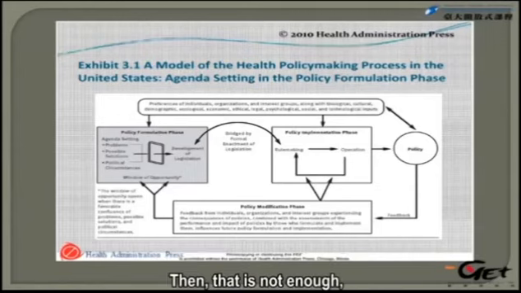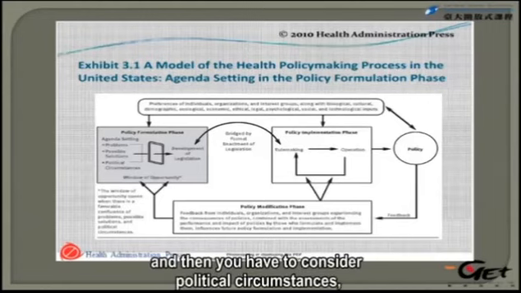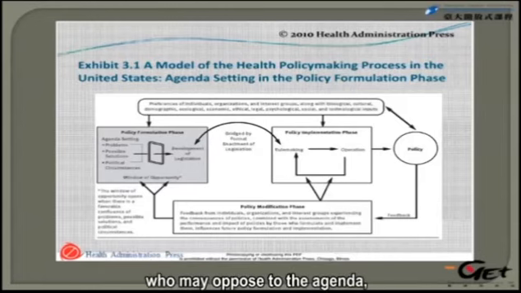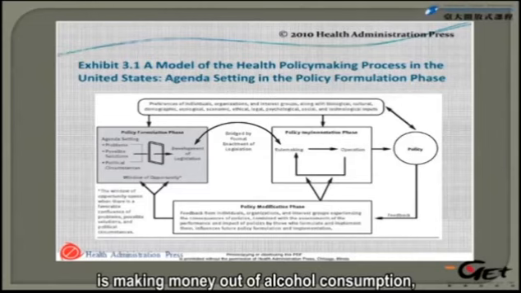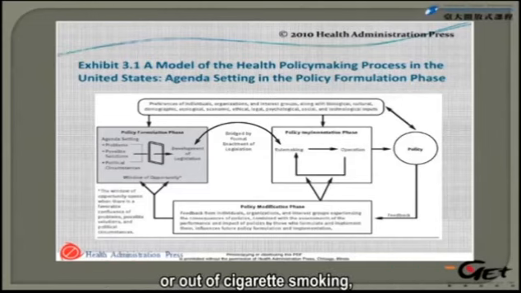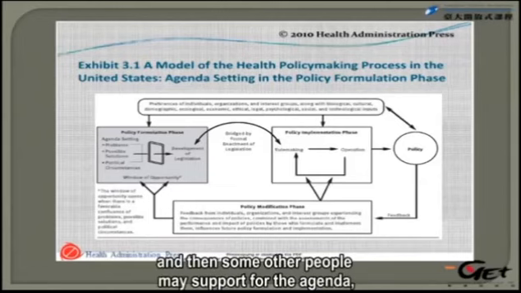Then that is not enough. In order to promote the policy, you have to demonstrate that there are possible solutions. And then you have to consider political circumstances. You need to identify who may oppose your agenda, and who may support it. For example, some groups say that the government is making money out of alcohol consumption or out of cigarette smoking. So that is the obstacle. And then some other people may support your agenda.